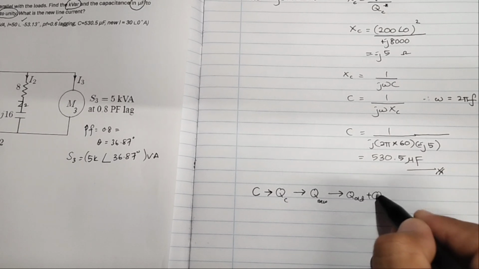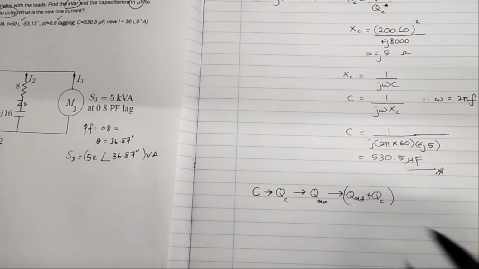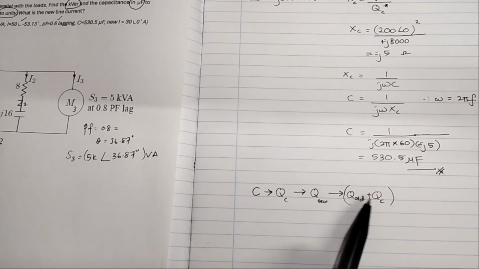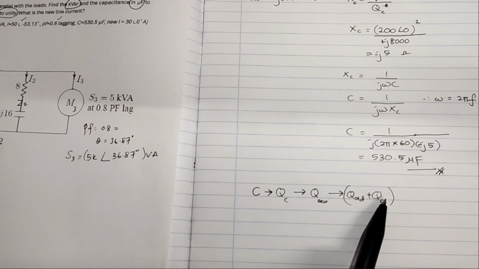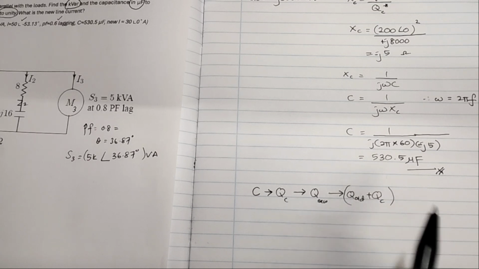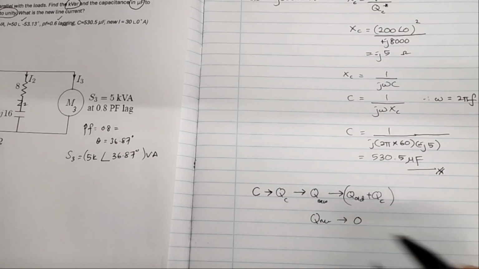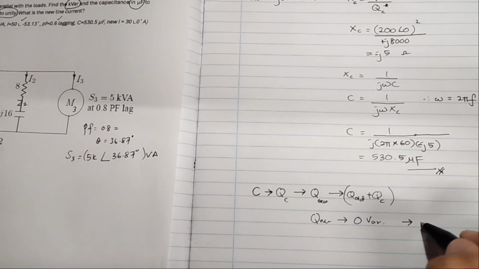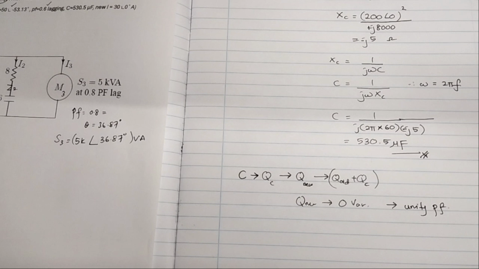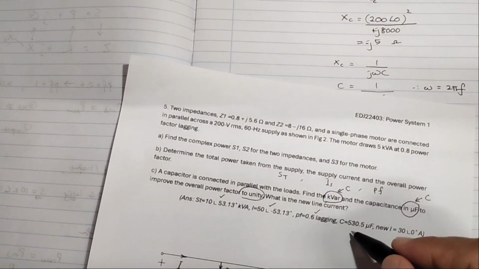tambah dengan Q yang daripada C tadi. Okay. Q old tambah Q daripada C tadi. Okay. Apa yang berlaku ni? Kalau Q ni 8,000, QC minus 8,000, dia cancel out. 8 tolak 8, dia akan jadi Q ni akan jadi 0 VAR. 0 VAR ni lah yang menyebabkan unity power factor. Okay, beres. So, dapatlah ni C.